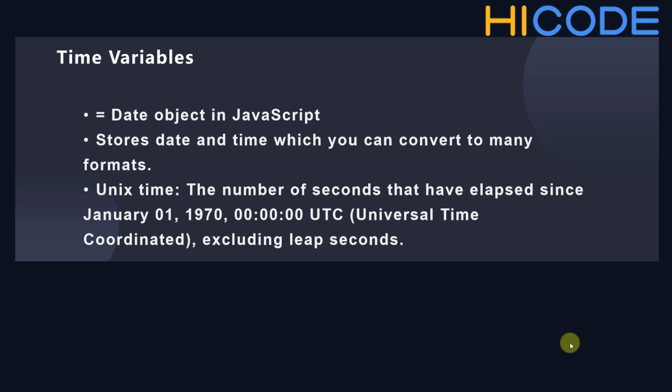A time variable widget corresponds to a date object in JavaScript. It stores date and time, which can convert to many formats. The values could be in date and time format or in Unix time. And Unix time means the number of seconds that have elapsed since January 1st, 1970. And leap seconds are excluded.